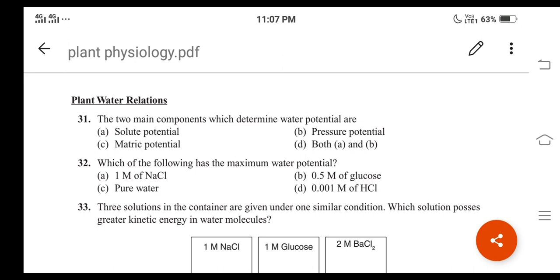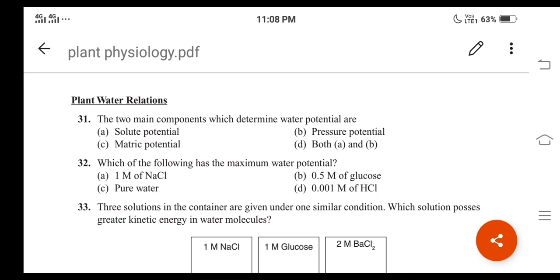Here option C is matric potential. Remember, we are not going to study this concept of matric potential in this chapter. It is mentioned as psi m, M stands for matric. What is matric potential? It is nothing but the amount of water bound to the matrix of a plant through the hydrogen bonds. This is called matric potential.